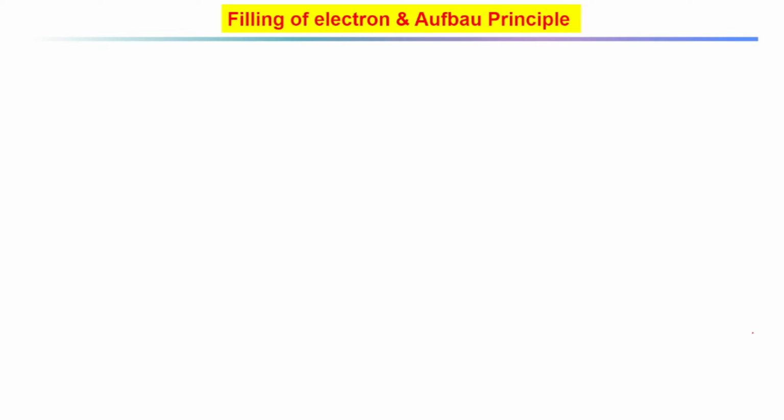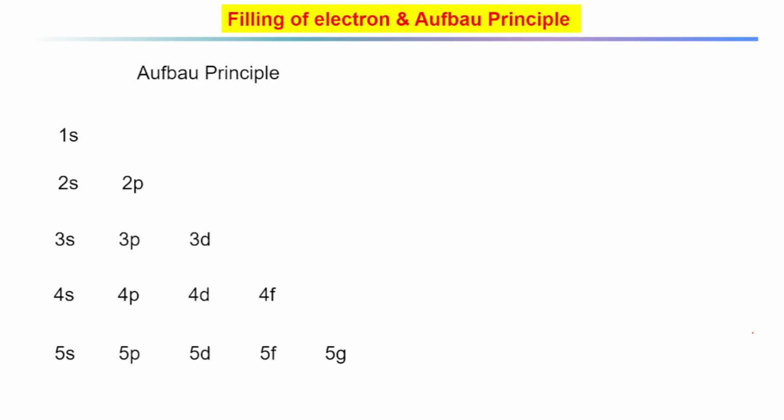To understand this filling of electrons, we will learn the Aufbau principle. Now we have seen that in the first period we have 1s, in the second period, or second orbit, we have 2s and 2p. In the third orbit we have 3s, 3p, 3d. In the fourth orbit we have 4s, 4p, 4d and 4f. Similarly in the fifth orbit we have 5s, 5p, 5d, 5f and 5g.